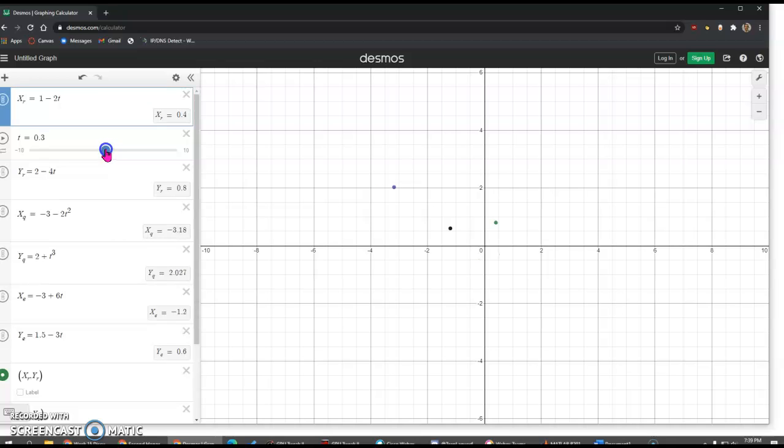R1 is going to be going in the southwest direction. R2 is going to be going to the northwest, and R3 is going to the southeast. You can see that as I vary t, and you can see what direction they're going in.